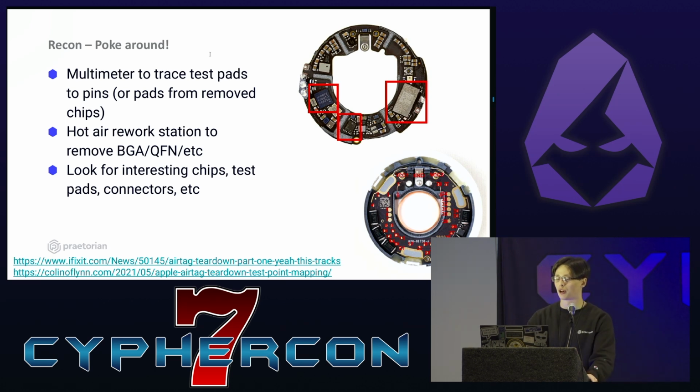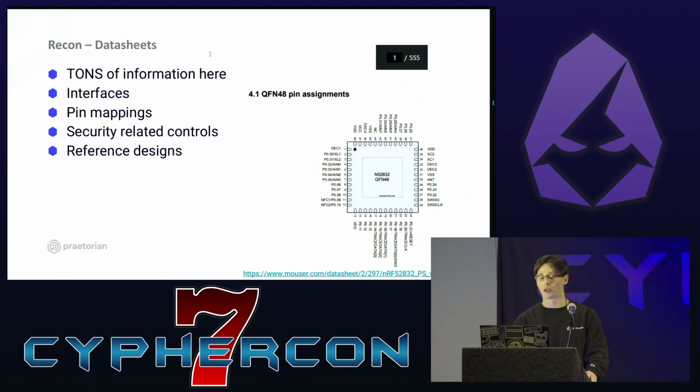So here we're looking for interesting chips, test pads, connectors. The top image is an iFixit teardown of the AirTag. Over on the left side is an NRF52, that's the Bluetooth chip they're using. Below that is an external memory chip that has the firmware for the U1 chip, and that silver chip is Apple's U1 chip. Then the image on the bottom is following reverse engineering efforts from Colin O'Flynn of NewAE Technologies. So he figured out what all of these little gold test pads on the board were mapped to, again, either by going around and tracing it with a multimeter, or there's some other methods as well.